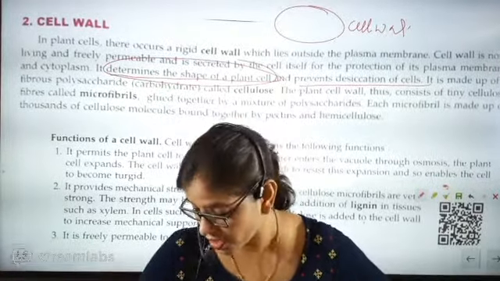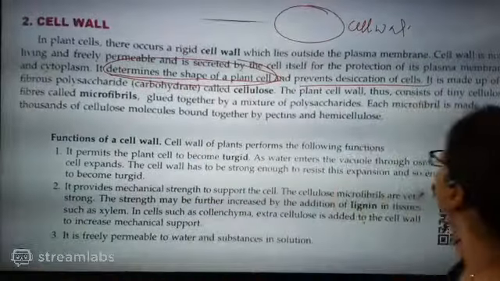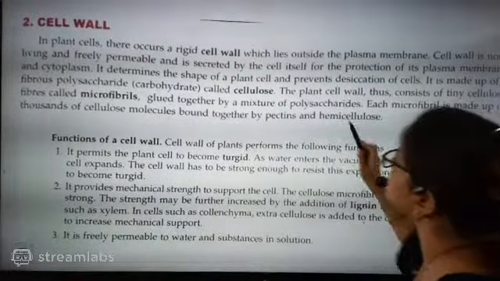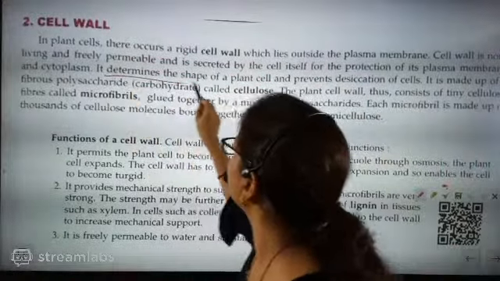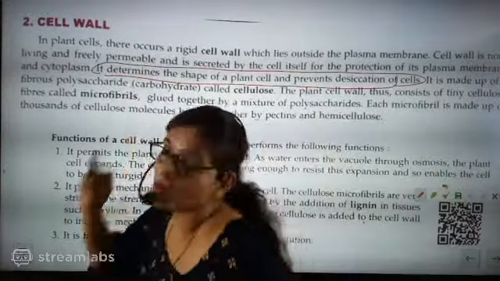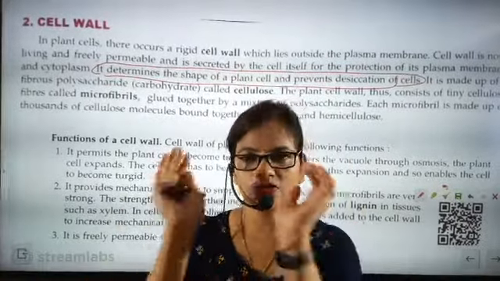Animals do not have a cell wall. This is the first differentiation. Okay, and Shrutika, desiccation here means that it prevents desiccation. The shape of the cell will be maintained and it will not allow the plant cell to go out of shape. So the shape will not be distorted here, beta, because of the cell wall.